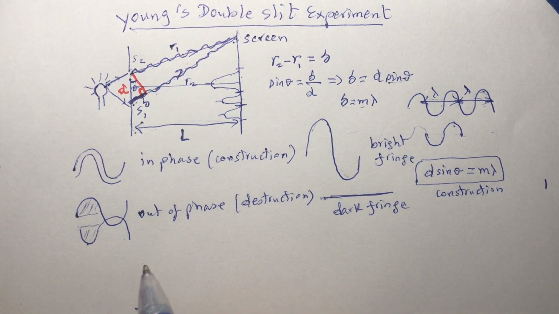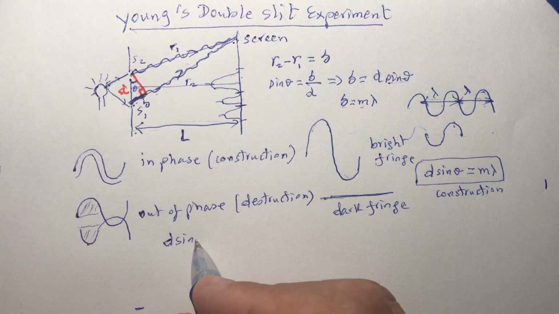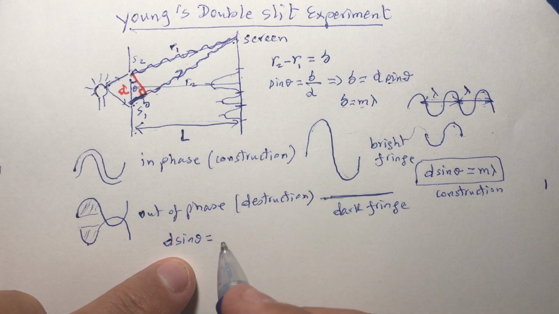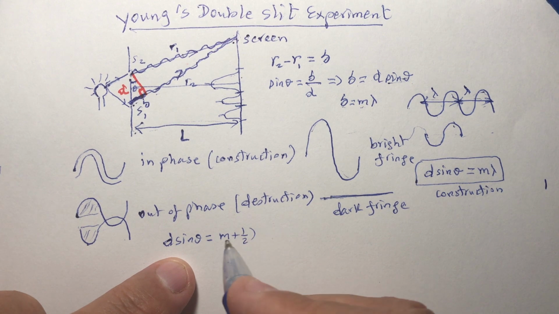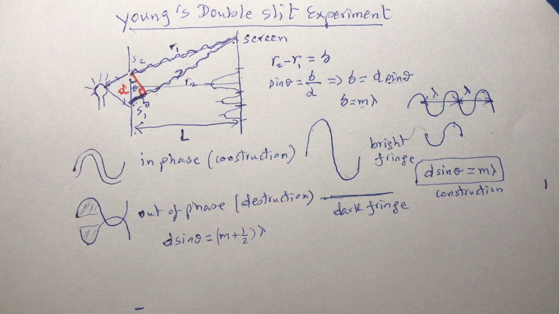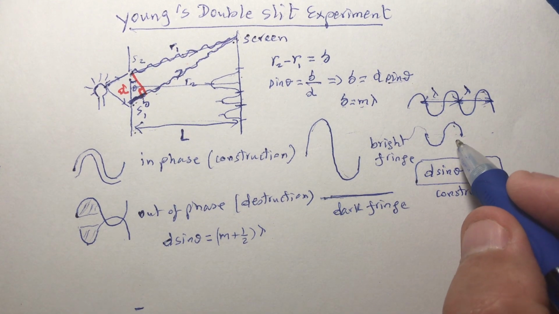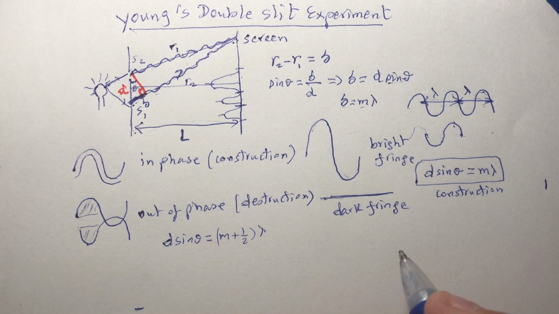Now, for destruction, we can say d sine theta is equal to, instead of m, I will put m plus 1/2, and then lambda. So if I add 1/2, I just add a half wavelength to a wavelength, then I will get destruction. Let's see how I can explain this.